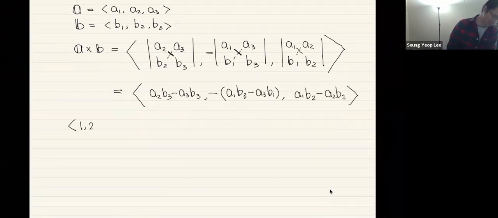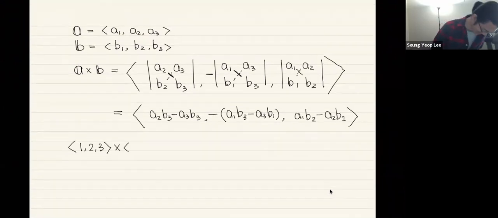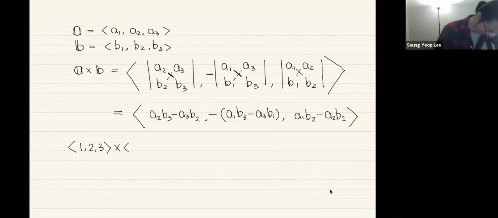For example, 1, 2, 3. Cross product. A3, B3, A3, B2. Oh, yes, I intentionally made a small mistake. A2, B3, A3, B2. Great, thank you. Did I make any other mistake? Okay, thank you. So let's try to calculate, for example, this.